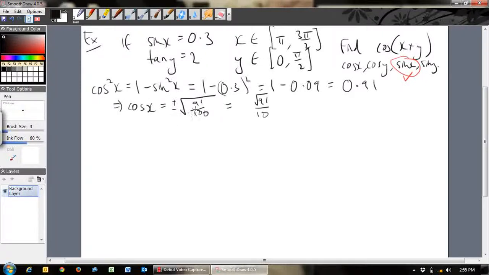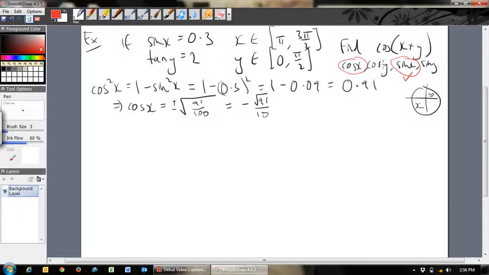Let's figure out whether cos x is positive or negative. I'll find some space to draw this. x is between pi and 3 pi, so x lives in here somewhere, and y is in this region here. Is the cosine of x positive or negative in here? It's negative, so cos x is negative root 91 on 10. Fantastic, that's cos x found.